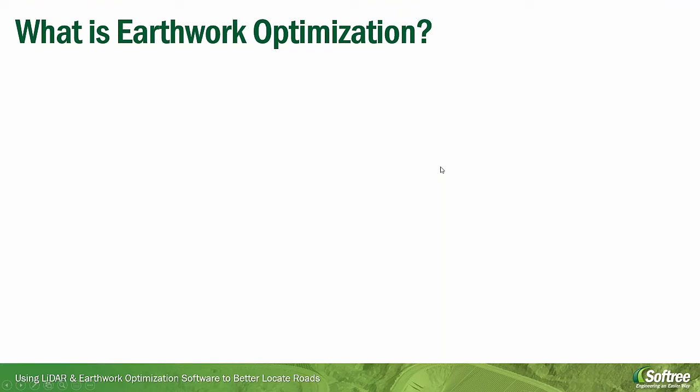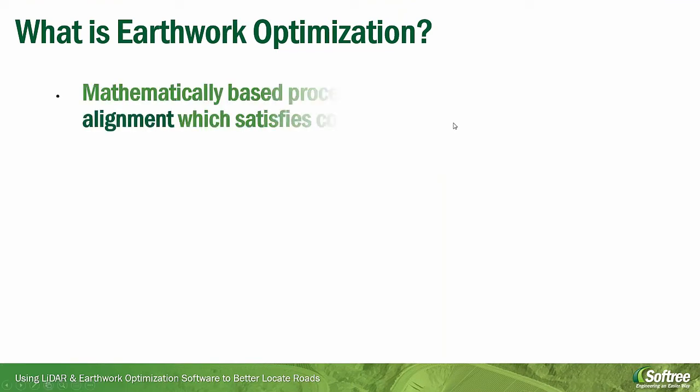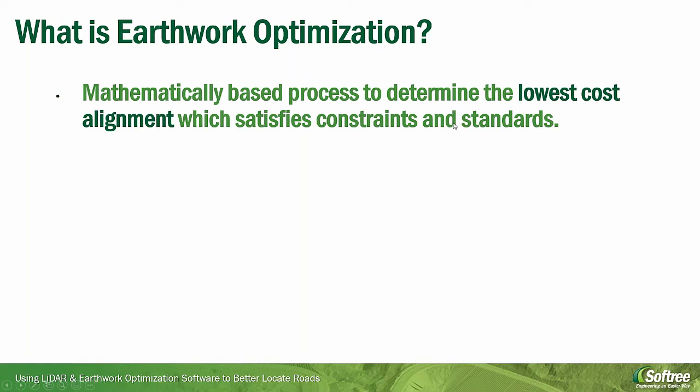So the first question you might ask is, what is Earthwork optimization? It is a mathematically based process to determine the lowest cost alignment which satisfies constraints and standards. The key point here is that it is actually a technology. It's not just some sort of marketing buzzword, someone who says they've optimized your shopping experience or optimized your holiday experience. It's not that kind of optimization. This is really mathematically based. We have a patent on it, so it is very tangible in that respect.